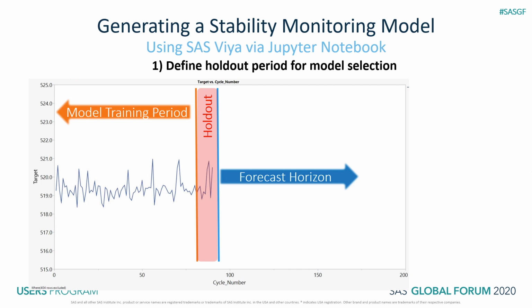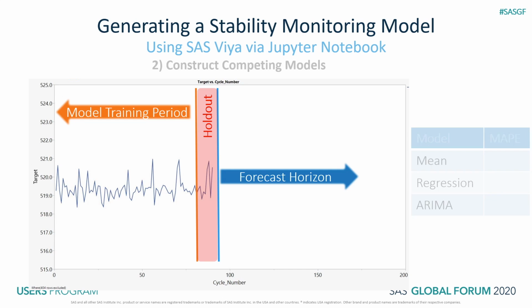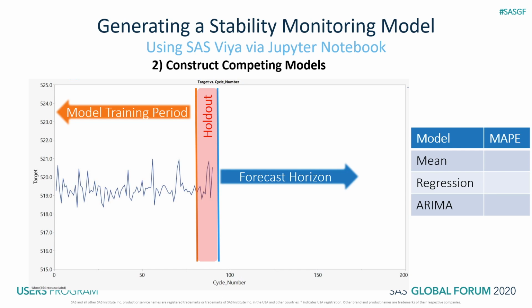Next, we create multiple models to compete, to see which does the best job in predicting the behavior. In this particular case, we are using a mean, a regression, and an ARIMA model to see which one is the best predictor. Input variables into these models can include pressure at the fan inlet, total pressure at the bypass duct, or corrected core speed.